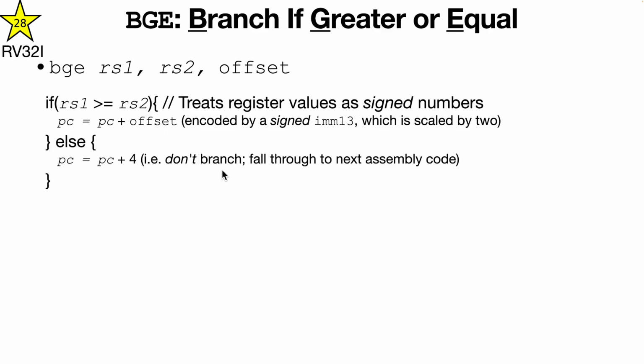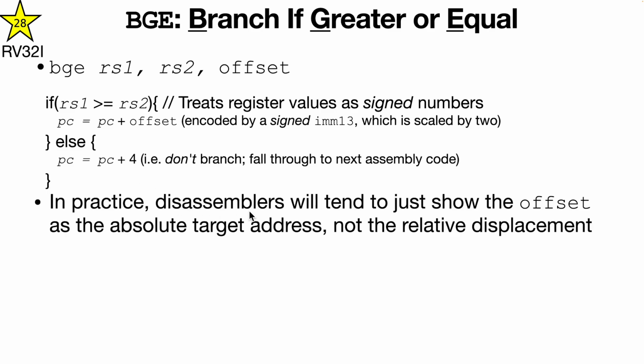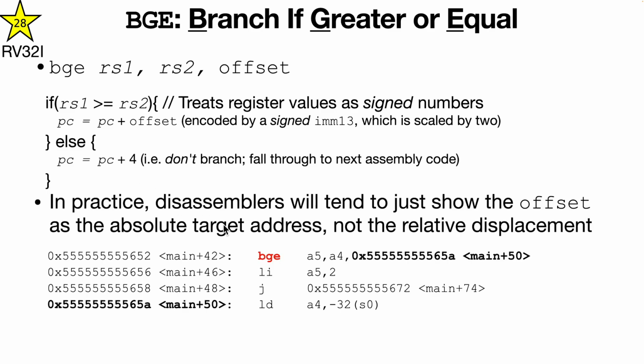If not, then just fall through, don't branch, go to the next thing, which is going to be PC plus 4. And just like with BNE, you should expect disassemblers to show the offset as an absolute target. So BGE, branch if greater than or equal, is A5 greater than or equal to A4? If so, go to this address. If not, fall through to the next one, which is PC plus 4.